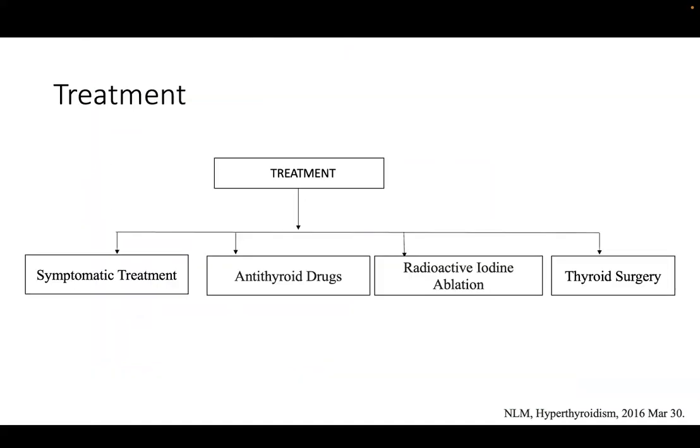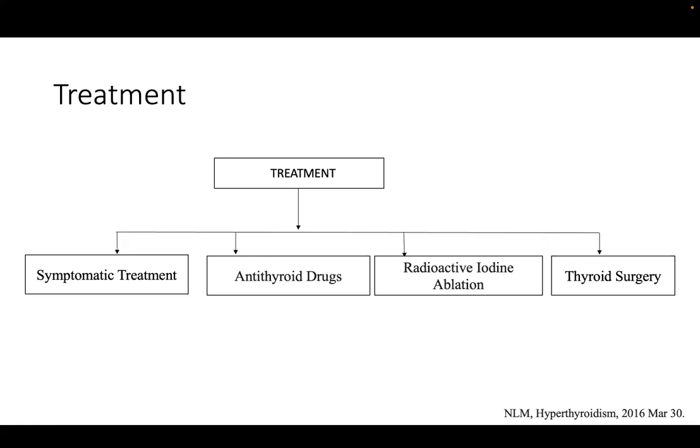Going to the treatment of thyrotoxicosis, the treatment will have 4 arms of approach, which include symptomatic management, the anti-thyroid drugs which we'll be using, radioactive ablation, and thyroid surgery.